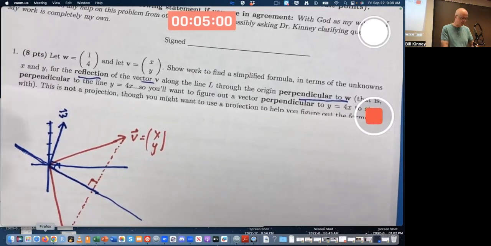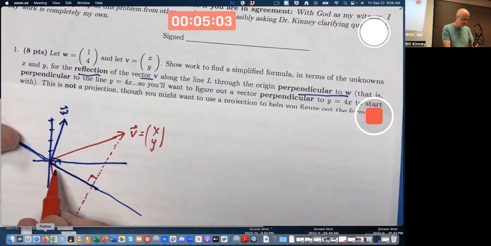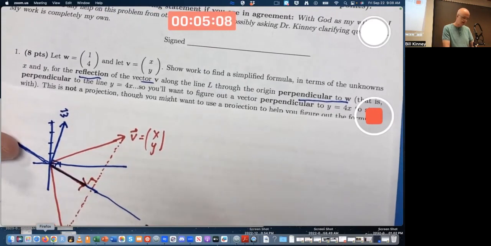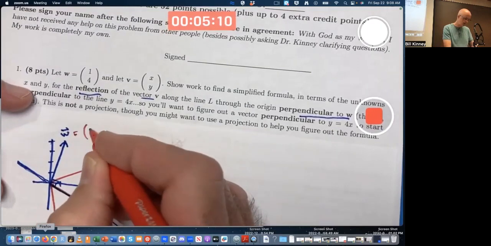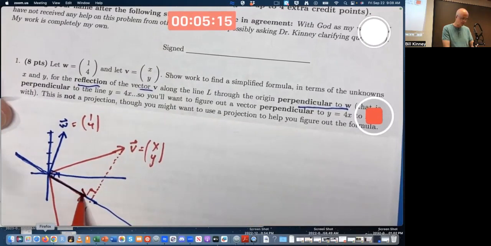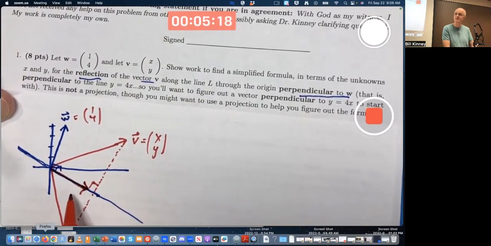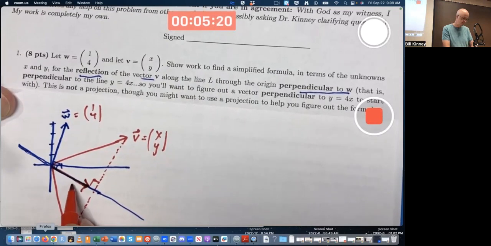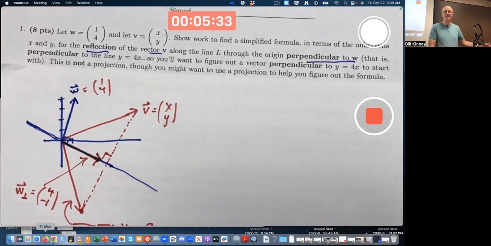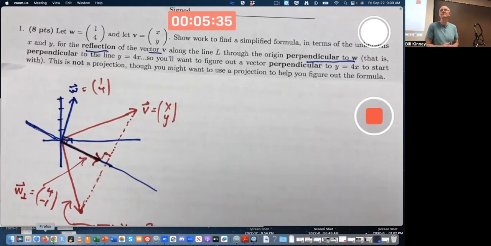Another bit of problem solving you can do is that you can figure out one particular vector along here. If W has components 1, 4, it should seem reasonable that one vector you could write down there would have components 4, -1. I'm going to go ahead and call that W subperpendicular. It's actually kind of a common notation. Having components 4, -1 would be one vector perpendicular to W.